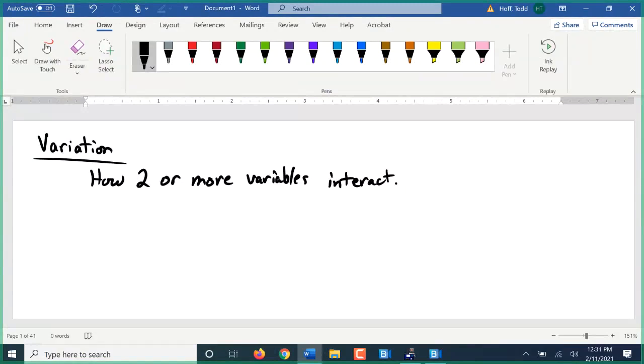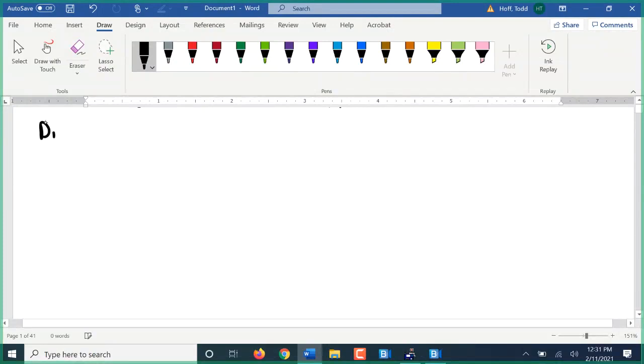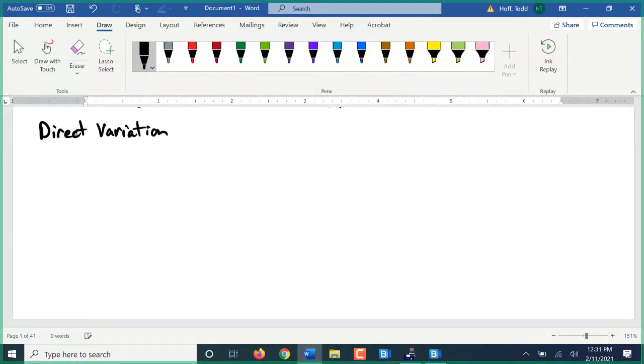There's two main types of variation, and then there's other named types, but they're really just combinations of those first two. So the first type of variation we want to talk about is direct variation. And direct variation is simply that. If we have two variables, just call them x and y. If x gets larger, y has to get larger in some proportional amount. Or if x gets smaller, y gets smaller in some proportional or related amount. It is proportional.